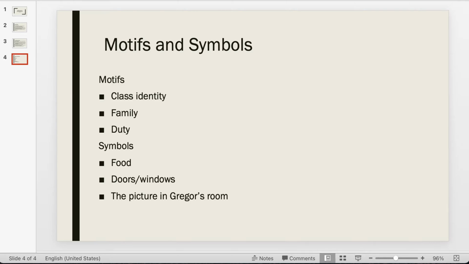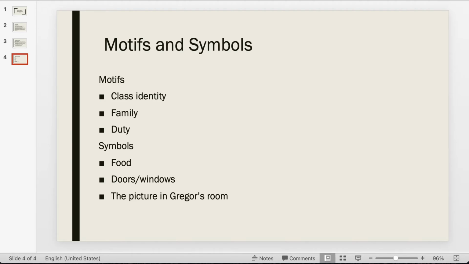Going on here, we have some symbols. And again, this is not the whole list of symbols that are in this story. I do hope you try and think of some other ones as you go back through. But some really easy examples for you to find here are going to be food, doors and windows, and the picture in Gregor's room. You could also think of the walls and other house spaces too.